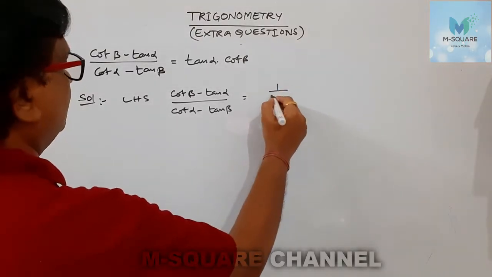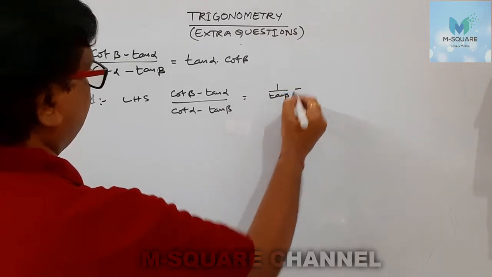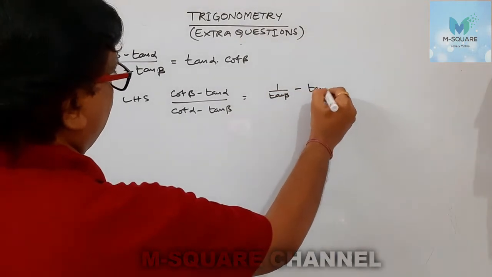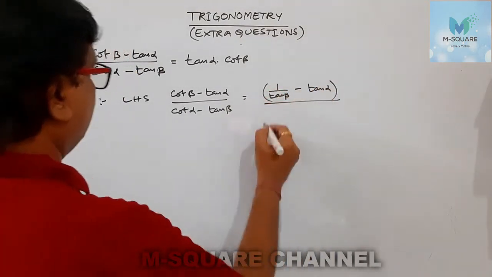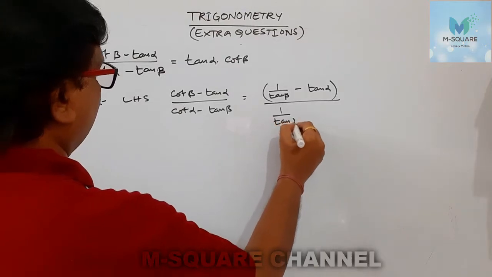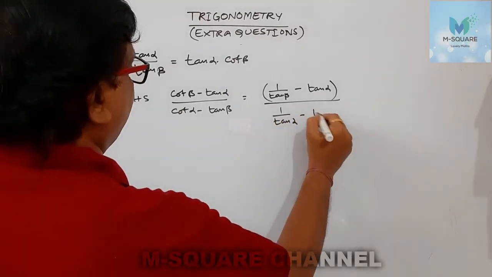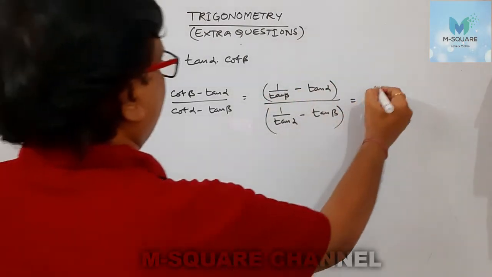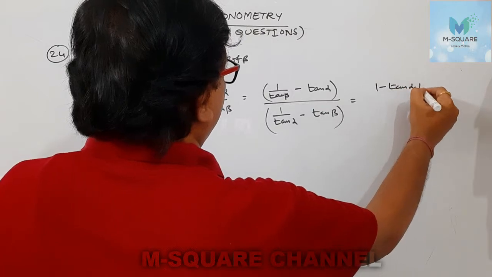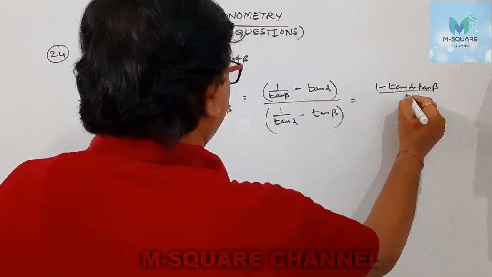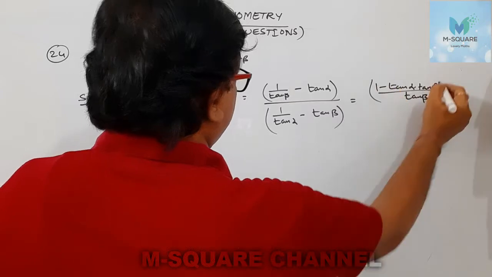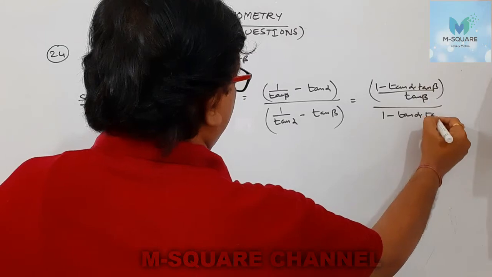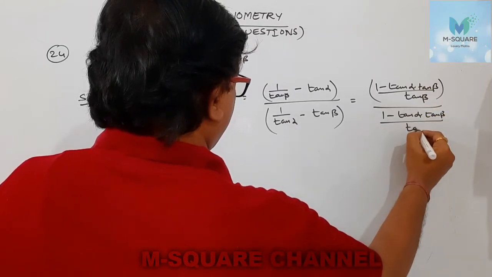So 1 by tan beta minus tan alpha, by 1 by tan alpha minus tan beta. So tan beta into tan alpha, so 1 minus tan alpha tan beta by tan beta, by 1 minus tan alpha into tan beta by tan alpha.